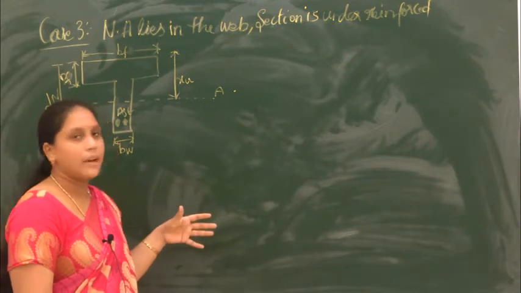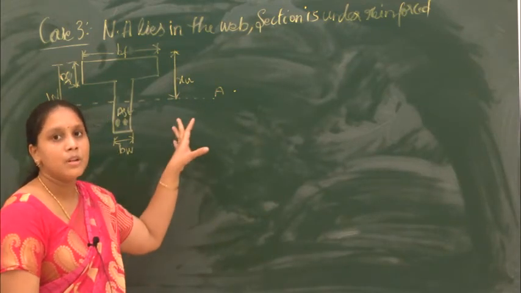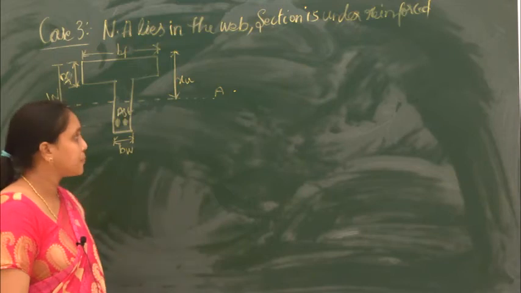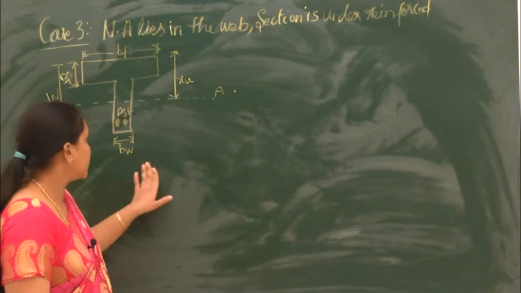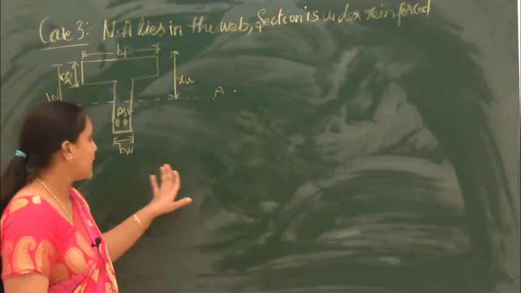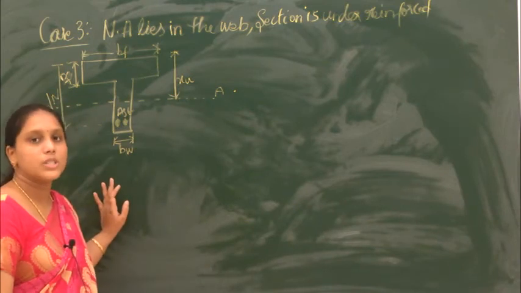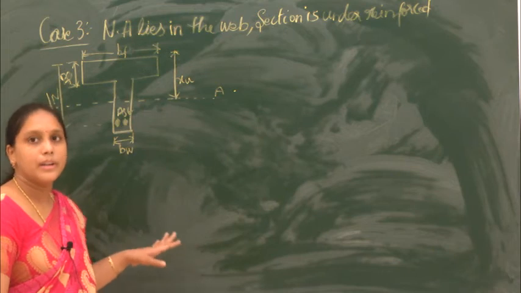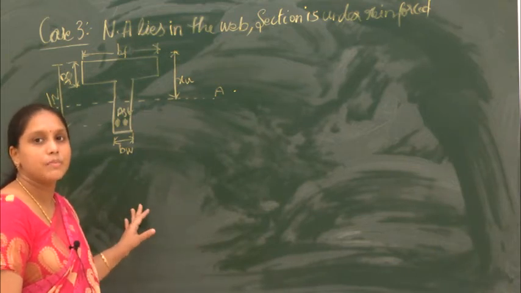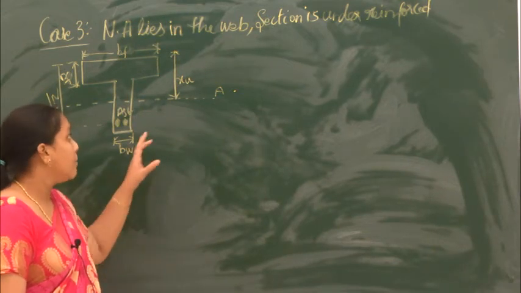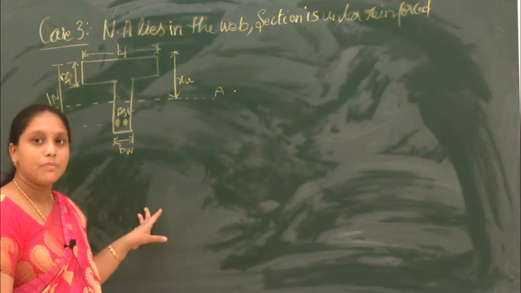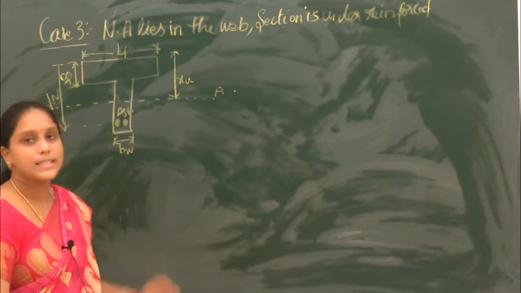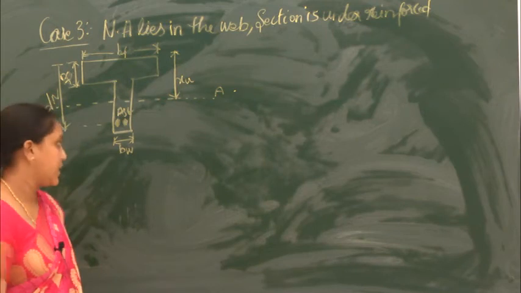So anywhere you have the neutral axis depth, the same xu has to be placed. But if it is a balanced section or an over reinforced section, xu will be replaced with xu limit. The limiting value of the neutral axis depth has to be used there. But here, the neutral axis depth as usual has to be used because it is an under reinforced section.